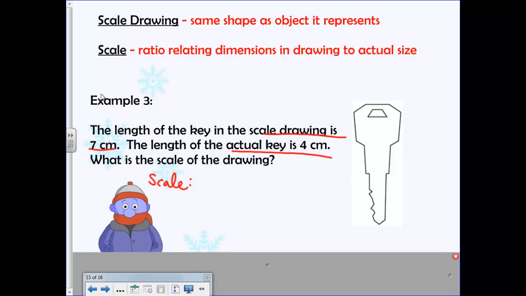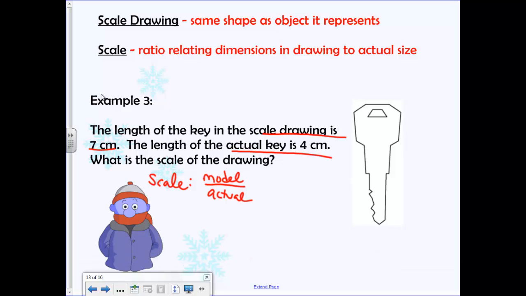This is part of your notes. A scale always takes the model and compares it to the actual. So the dimensions in the model are compared to the actual. Like 1 inch on your map, on your model, compares to how many miles in real life. In this case, my scale drawing is 7 centimeters, but in real life, the key is only 4 centimeters. It doesn't very often happen that you have a model that's bigger than your actual real life figure, but in this case, we do.